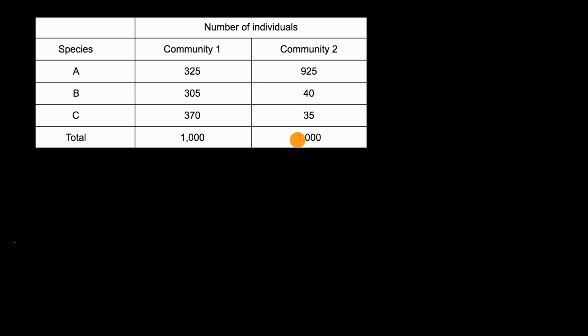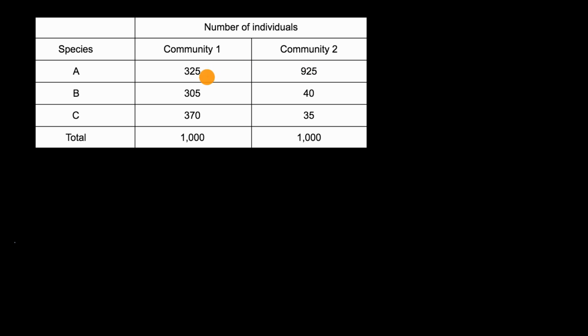Now my question to you, just intuitively, based on the data in this table, which community would you say is more diverse and why? Community 1 or community 2? All right, now let's think about this together. So as we already talked about, they have the same number of individuals, and they actually have the same number of species. Both communities contain species A, species B, and species C.